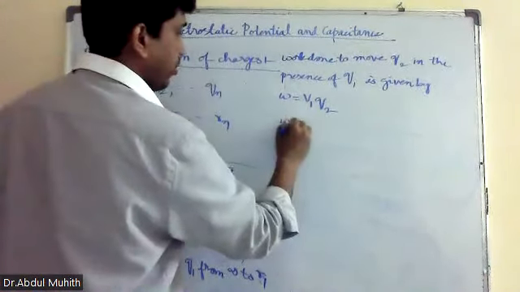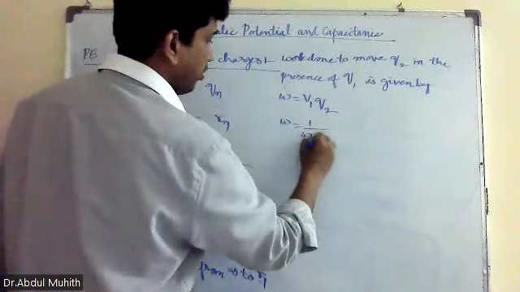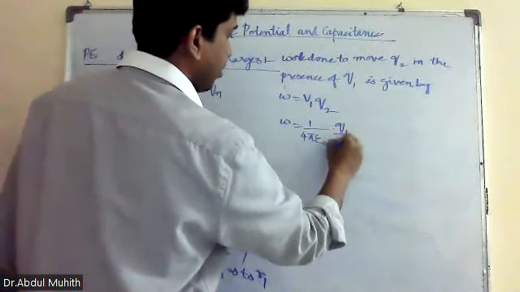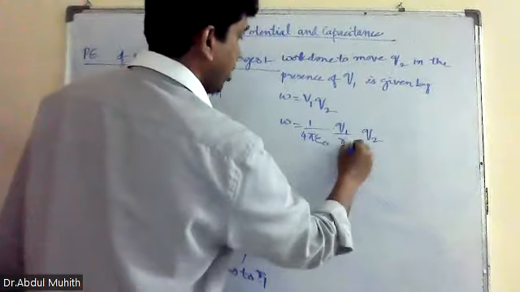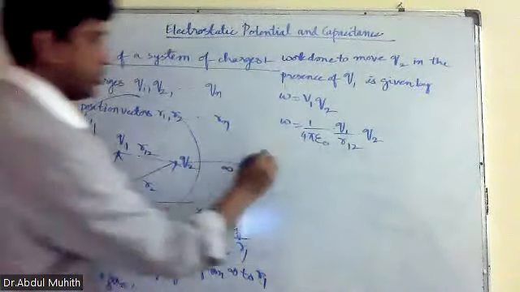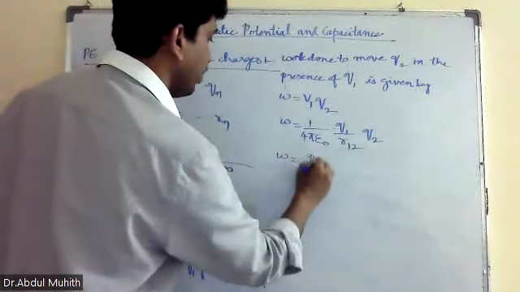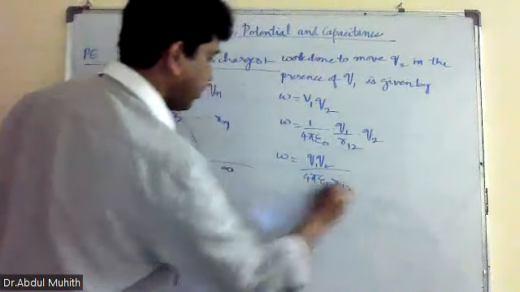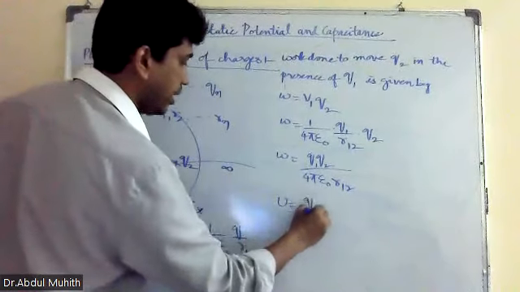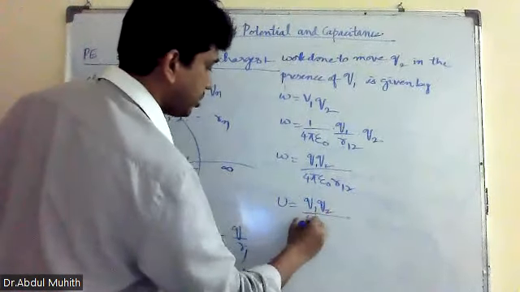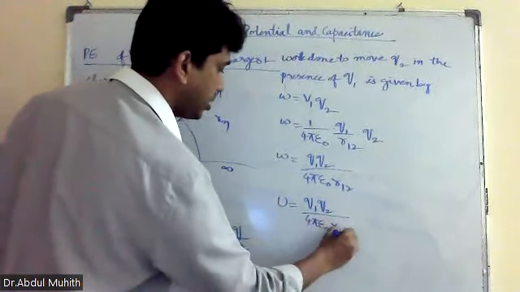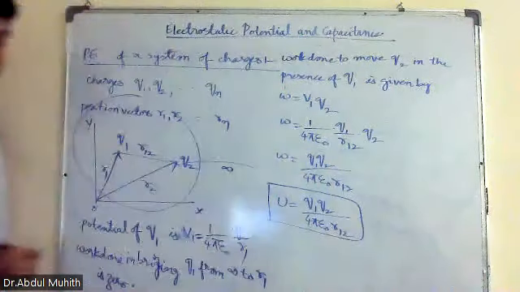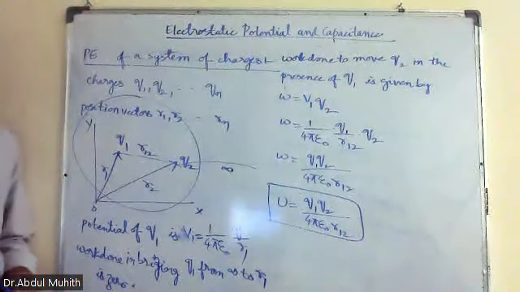So W is equal to what? V1 is 1 by 4 pi epsilon 0 into Q1 by R1, into Q2. The distance here is R1. So the work done is Q1 Q2 by 4 pi epsilon 0 R1. So this we can write as energy, U is equal to work done. Work done and energy have the same dimensions. So the energy is Q1 Q2 by 4 pi epsilon 0 R1.